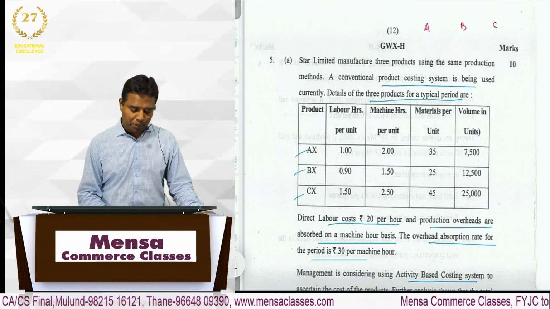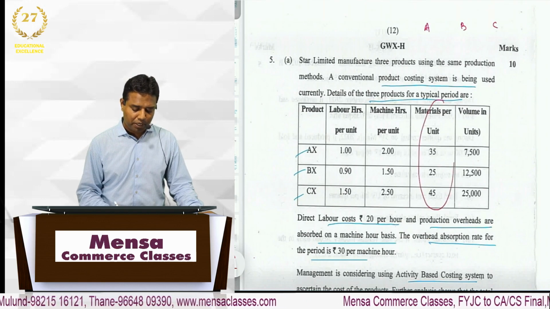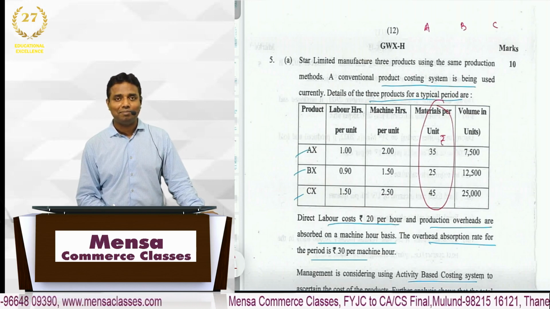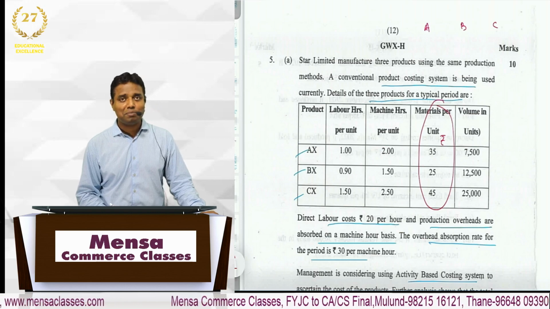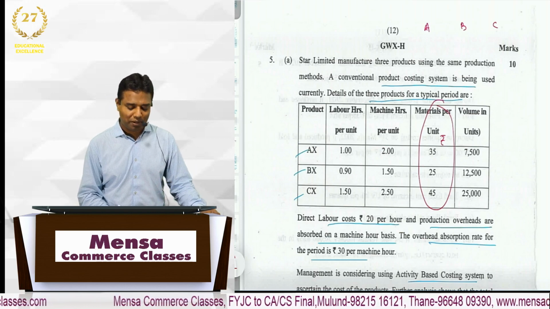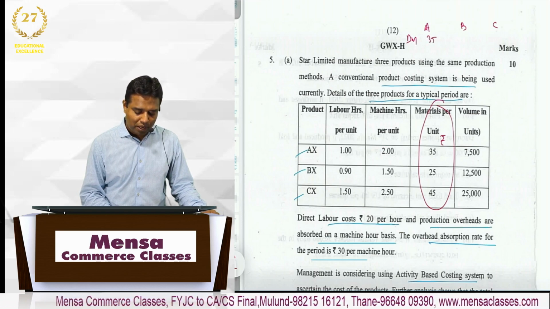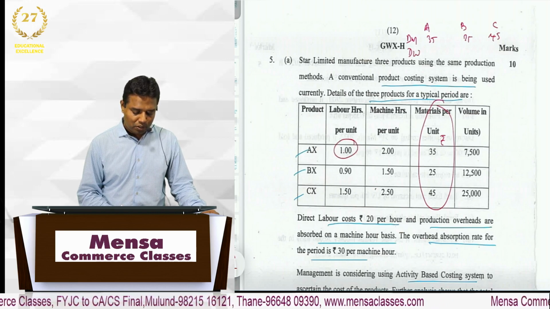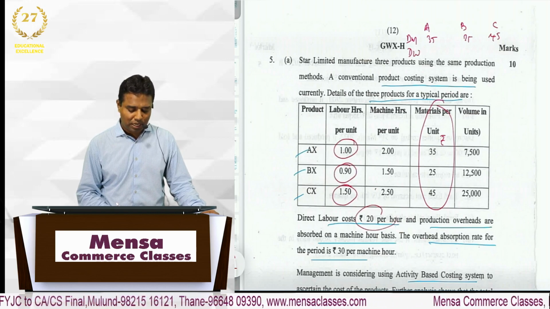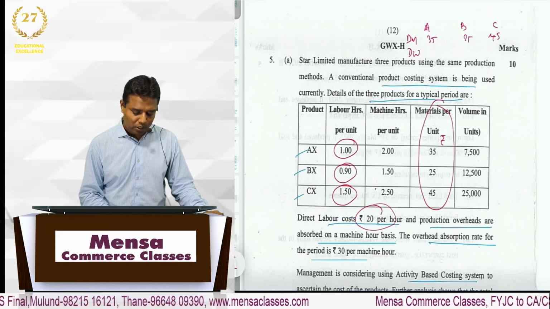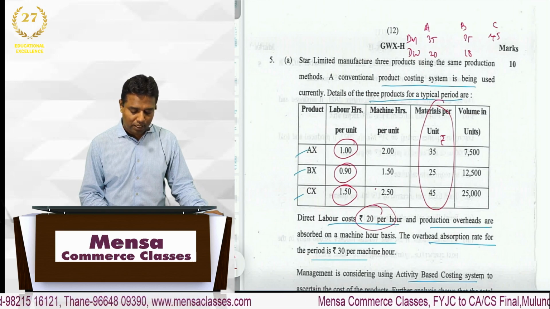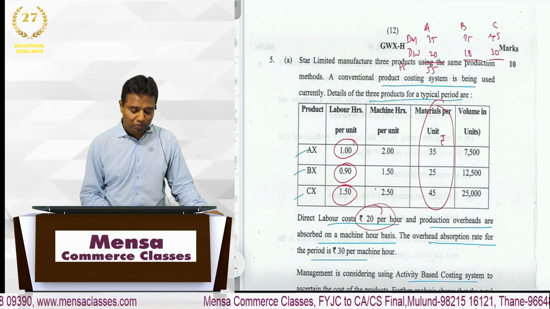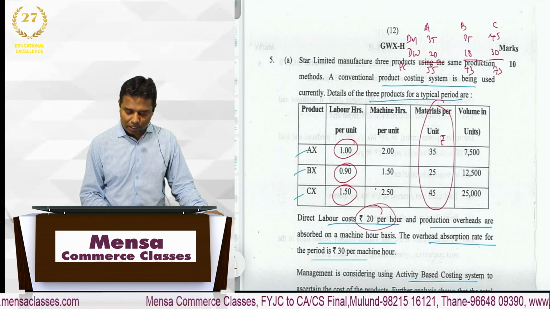Then how do we do it? It starts with material. So material per unit. Now, they have played a trick here. Material per unit, this is in rupees, because it's per unit and nothing is mentioned, so obviously it's not kilogram. It's in rupees only. So direct material 35, 25, 45. Then direct wages: 1 hour, 0.9 hours, 1.5 hours. What is the rate? 20 rupees per hour. Multiply: 20 into 1 is 20, 20 into 0.9 is 18, 20 into 1.5 is 30. You will get the prime cost. So prime cost will be 55, 43 and 75.